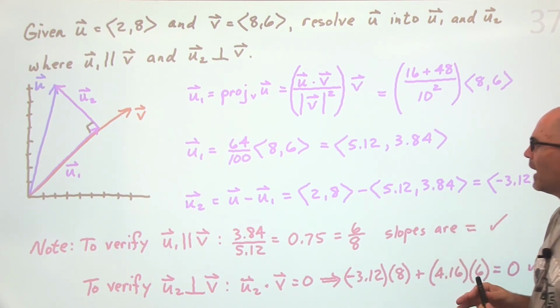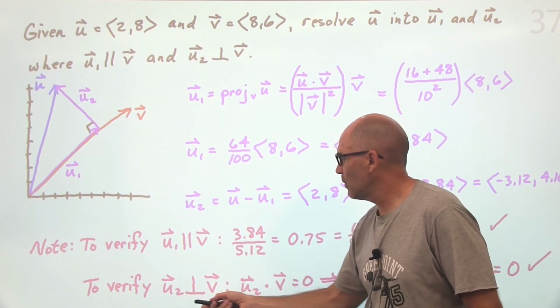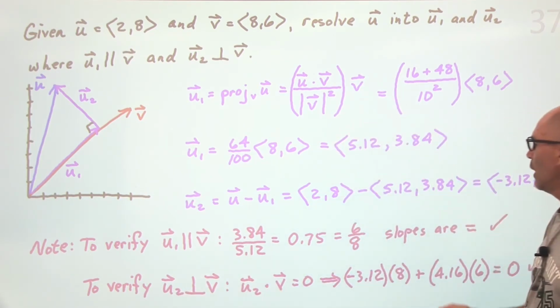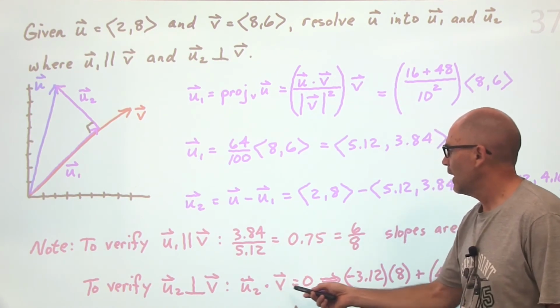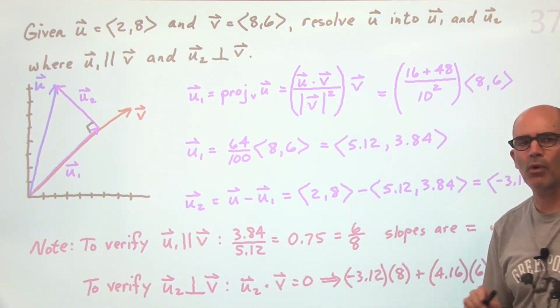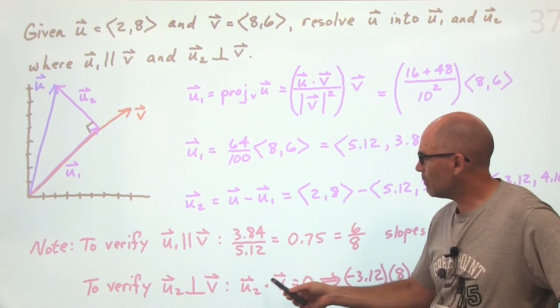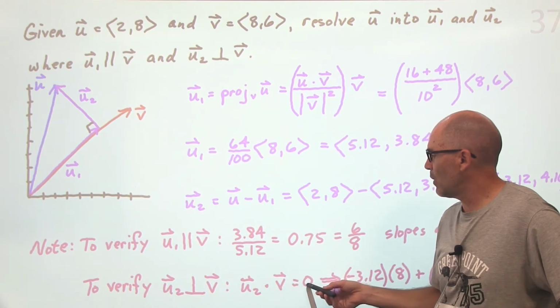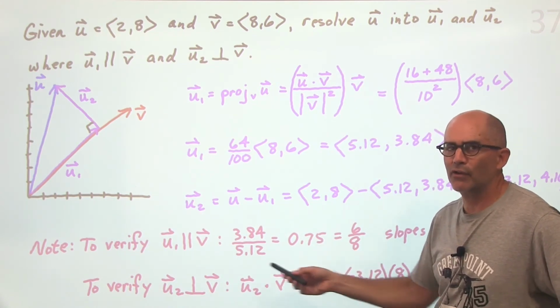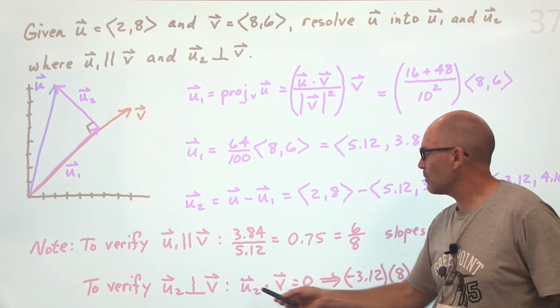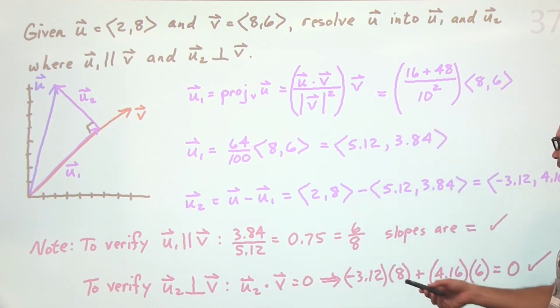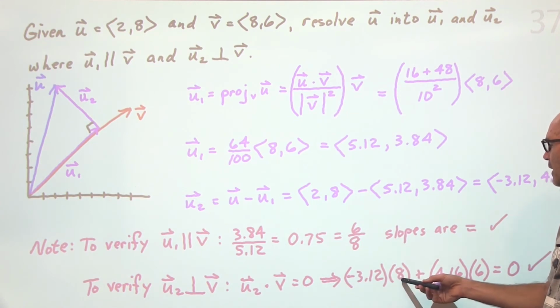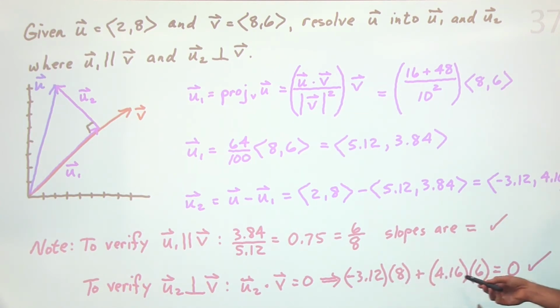And now to verify that vector u sub 2 is perpendicular to vector v, the dot product has to equal 0. Now that's an important point we hadn't discussed yet, and that is the dot product of two vectors equals 0 as long as those two vectors are perpendicular. So I do the dot product of u sub 2 and v, so I go x times x plus y times y, and that does end up being 0. So everybody goes home happy.